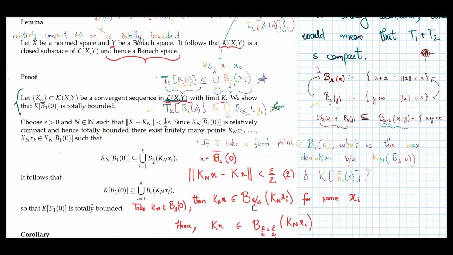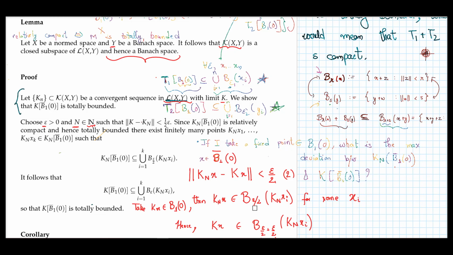Now in order to show that, I choose an epsilon greater than 0 and a number n which belongs to the natural numbers such that the norm of K minus Kn is less than epsilon by 2. Now why did I do this trick? Well, this is the standard epsilon trick. You can always squeeze the difference between your limit and an element in the sequence, and you can get this as small as you want. That's the whole point of a convergent sequence.